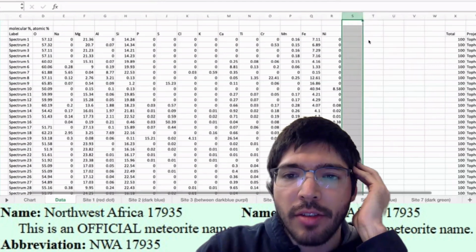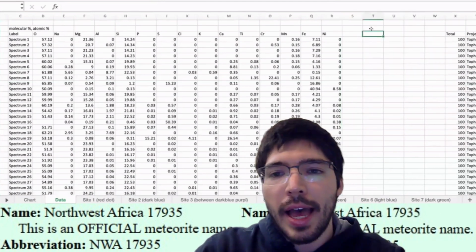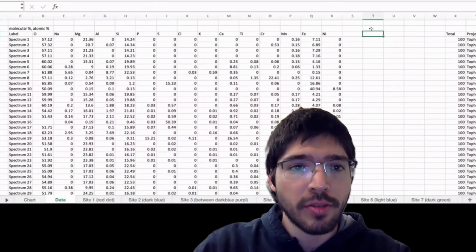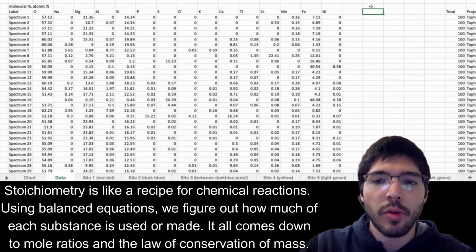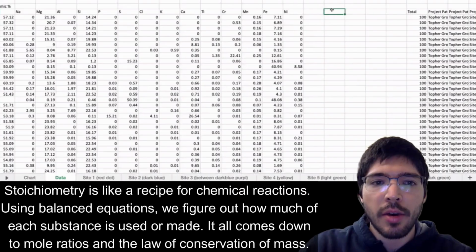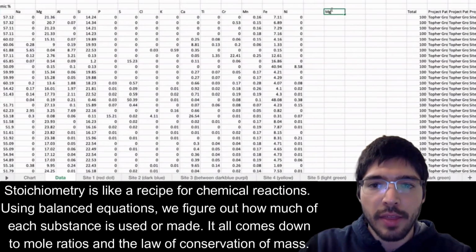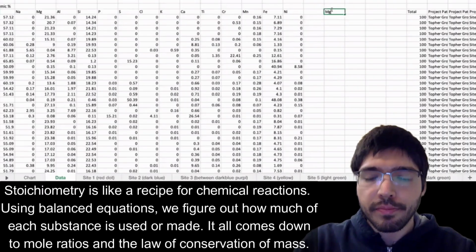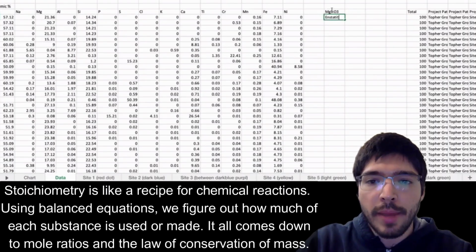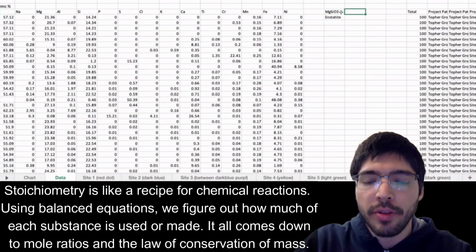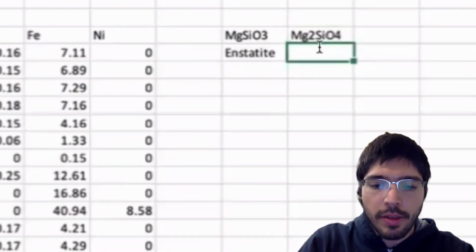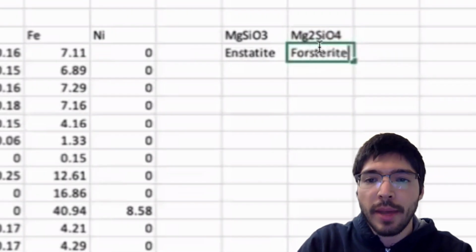Another thing that I tend to do is I want to make sure that my mineral phases have the correct stoichiometric formulas that fit with what you'd expect, in principle. So for example, when you look at something like an orthopyroxene, you might see something that looks like MgSiO3. That's like an enstatite, which is a magnesium-rich orthopyroxene. You might see something like Mg2SiO4. This is forsterite. This is the magnesium-rich olivine.